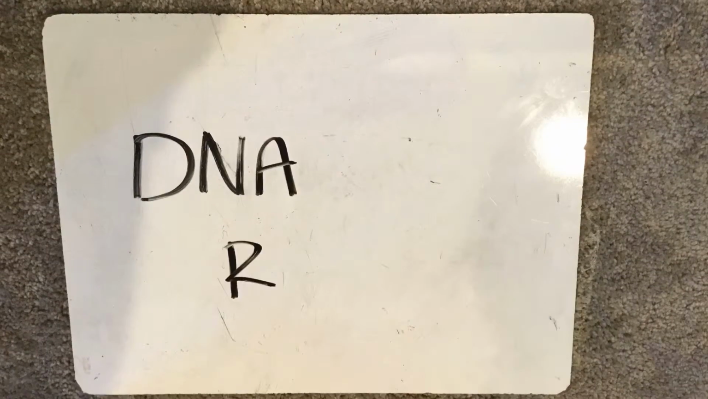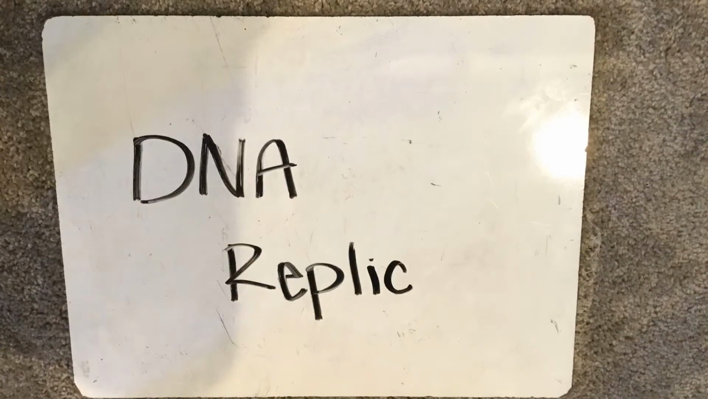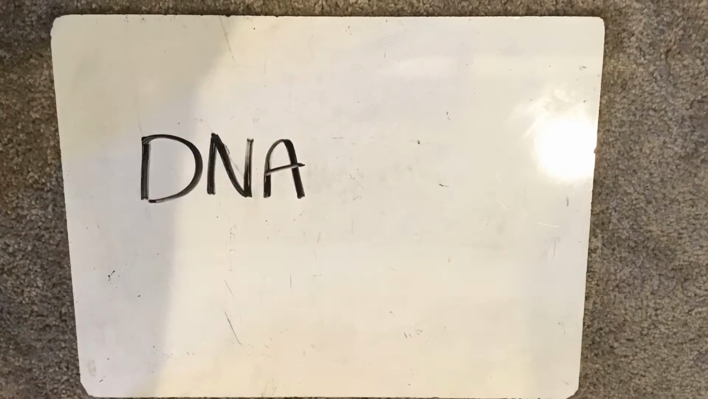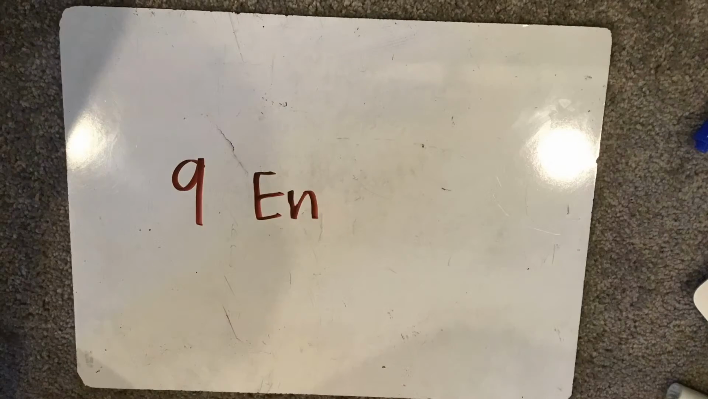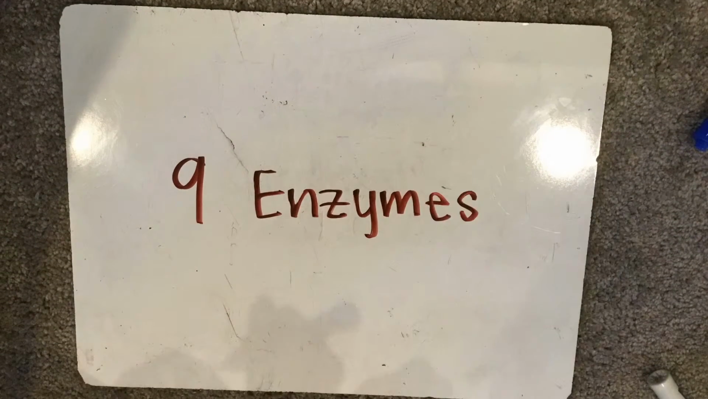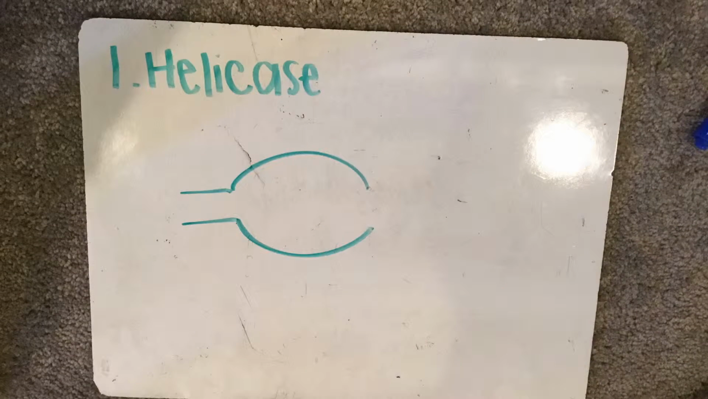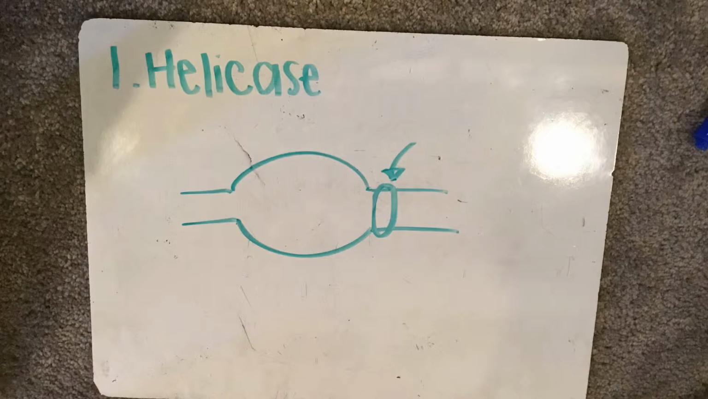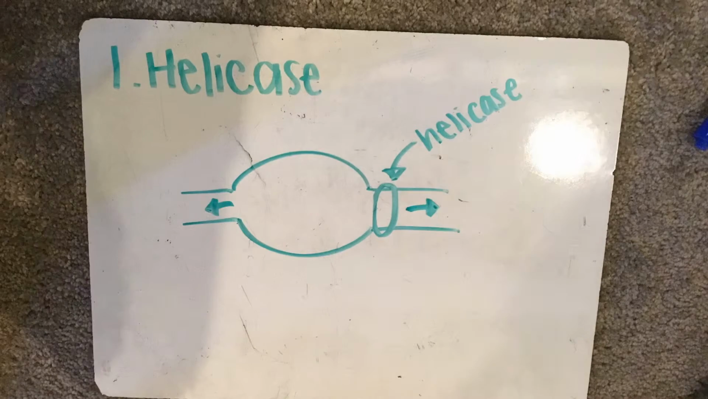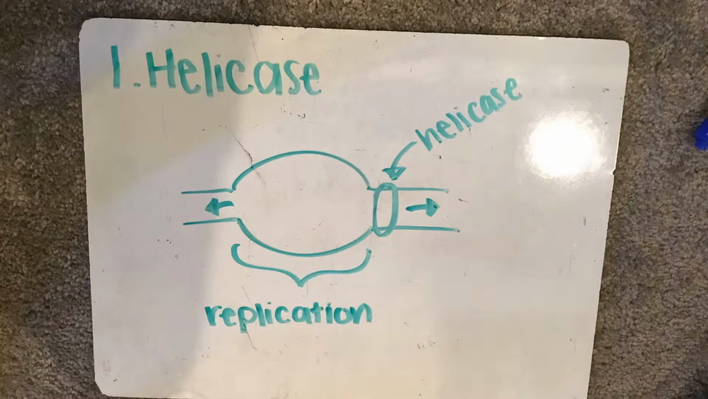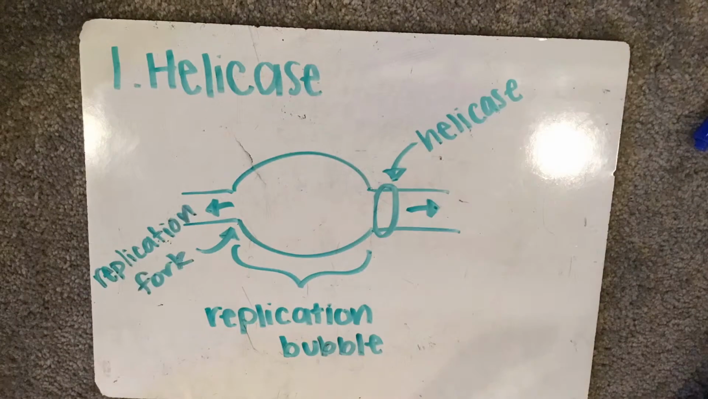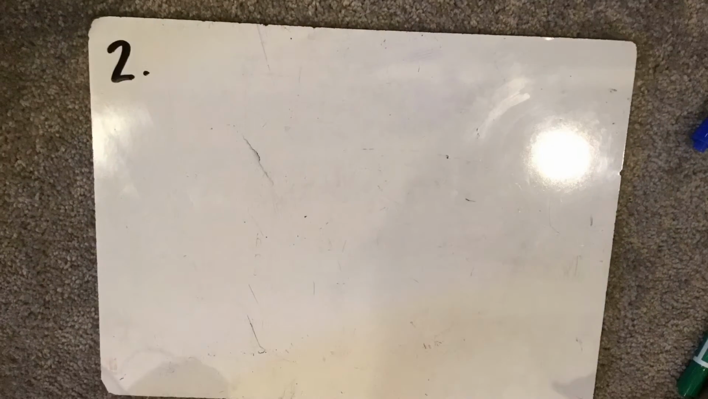DNA replication is the process by which DNA makes a copy of itself during cell division. This process contains 9 different enzymes. The first is DNA helicase, which breaks the hydrogen bonds between the bases while unzipping the double helix. In order to do this, the helicase enzymes move in both directions to form a replication bubble. At the end of the replication bubble, there are replication forks where new strands of DNA are extended.